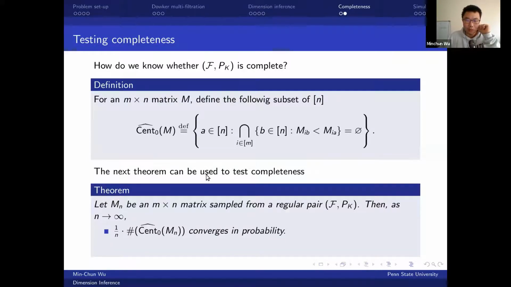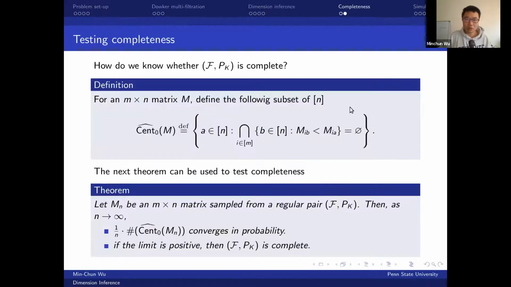The next theorem can be helpful for testing whether the regular pair is complete. Suppose our matrix is sampled from the regular pair. Then as the number of samples goes to infinity, this value will converge in probability. That is, you count how many points are in here and divide by the number of columns, and this value will converge in probability. We use that to test completeness: if this limit is positive, then this regular pair must be complete. So this is a way that we can compute this property and decide whether the limit is a positive number or zero. Then we can decide whether the regular pair is complete.